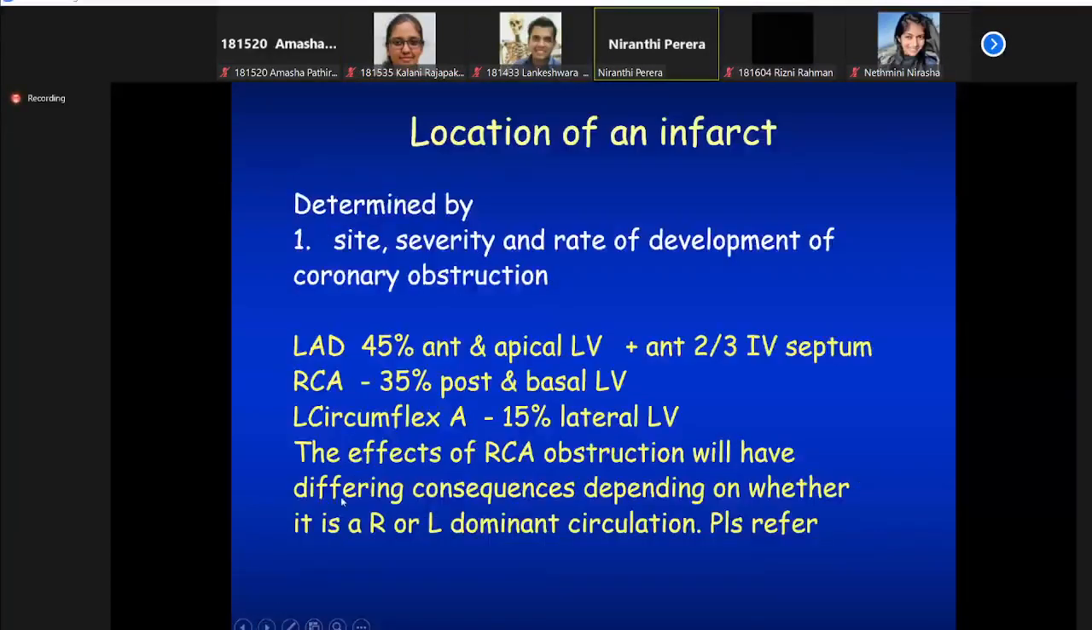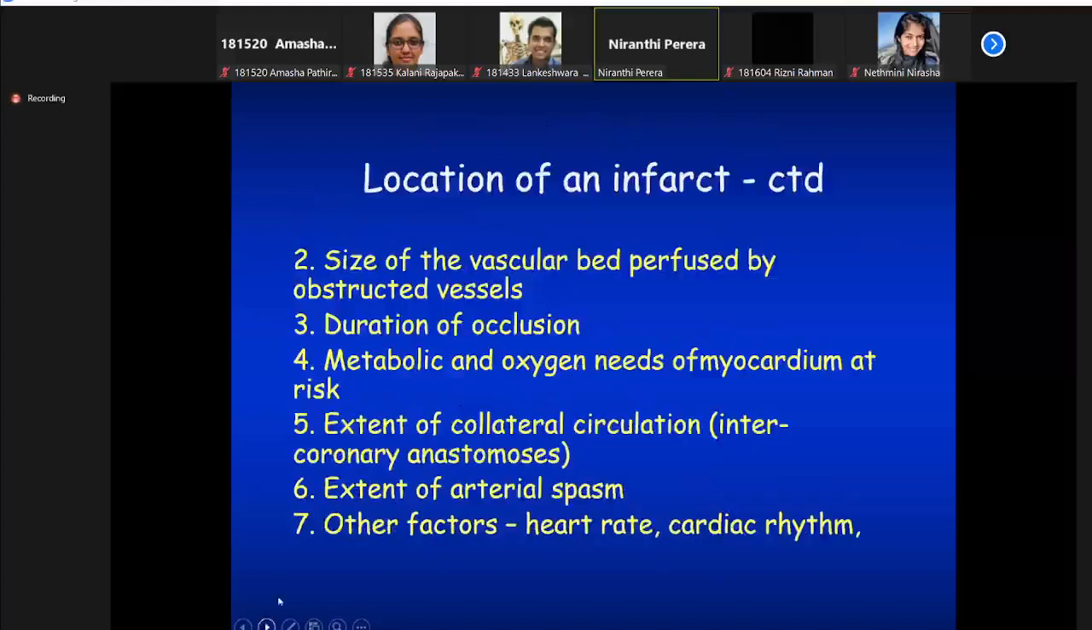All right. So the location of an infarct is determined by the size, severity, and the rate of development of the obstruction. And here, I think you better go and read up on the anatomy. Left anterior descending is what it supplies. And the effects of obstruction will differ. The consequences differ whether it's a left dominant or right dominant circulation. So go and refer to that. Size of the vessel bed perfused by the obstructed vessel.